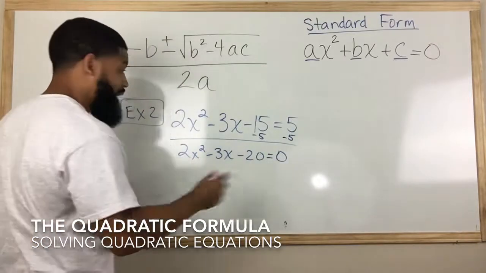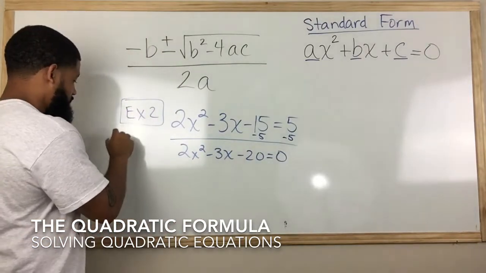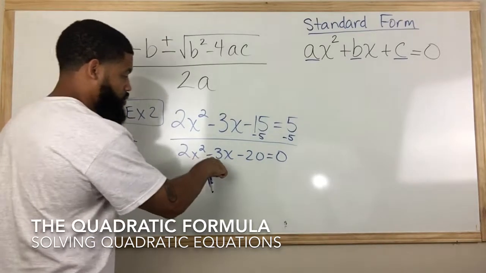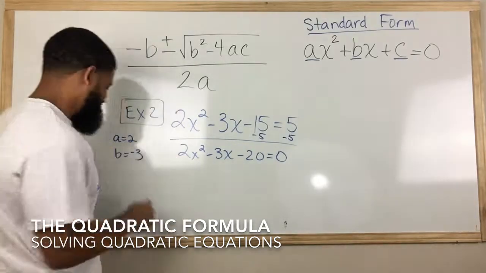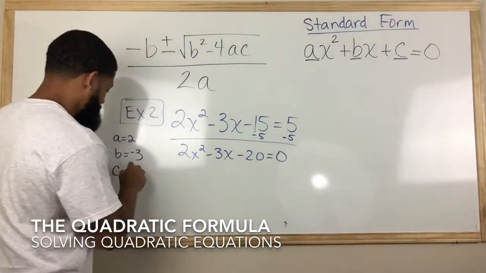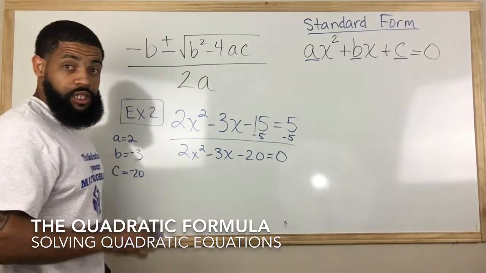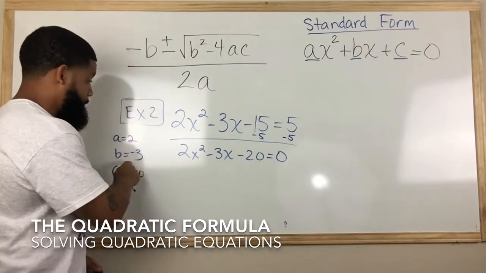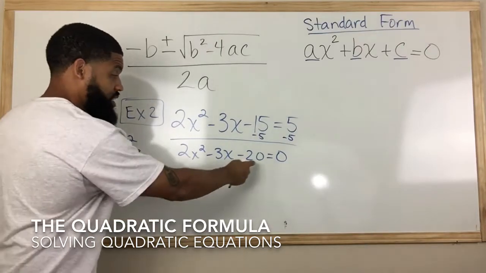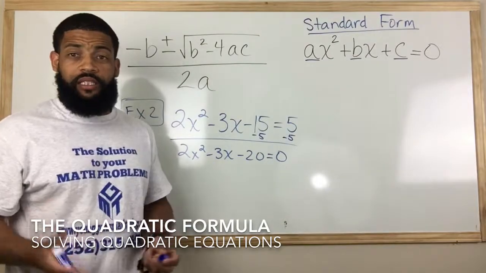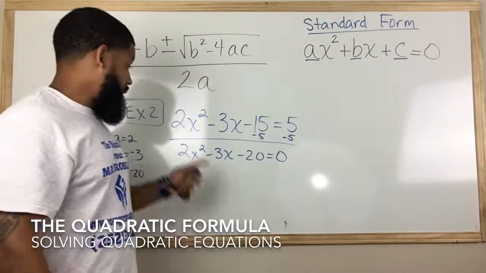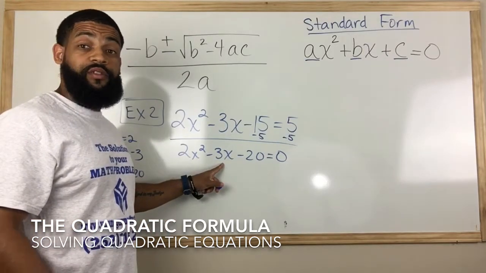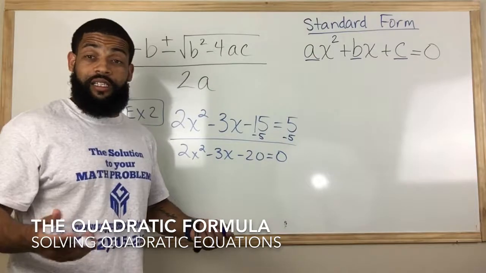So now in this case, we have a is equal to 2, b is equal to negative 3, and then c is equal to negative 20, okay? This is very, very important. Remember, a is the coefficient of x squared, b is the coefficient of x, and c is the constant. Now, it's not going to always be x. It might be any variable, but a is going to be the coefficient of the squared variable, b is going to be the coefficient of the variable to the first power, and c is going to be the constant, okay?